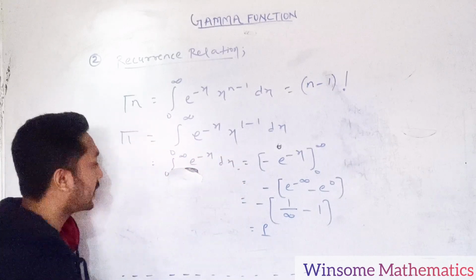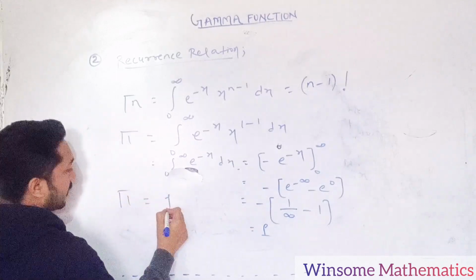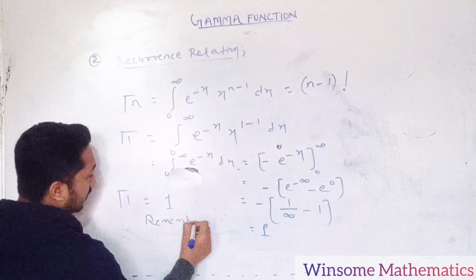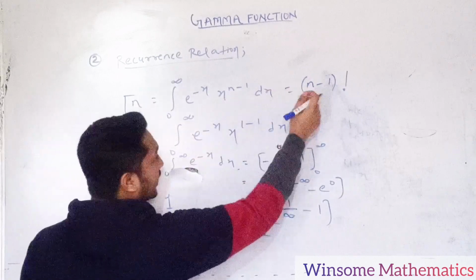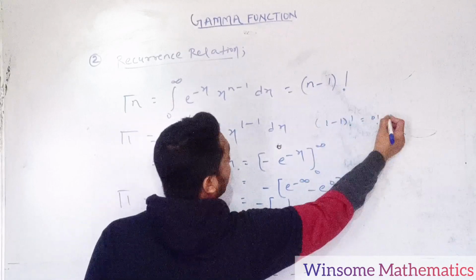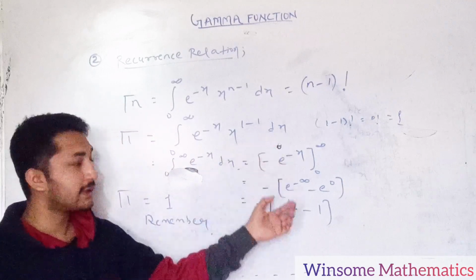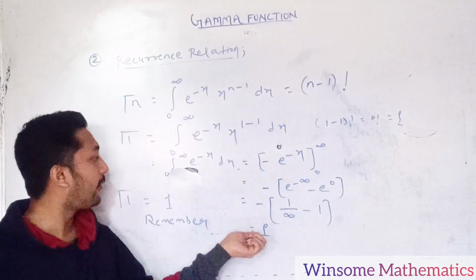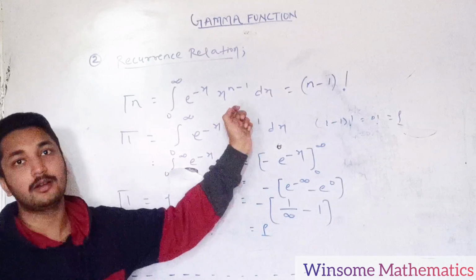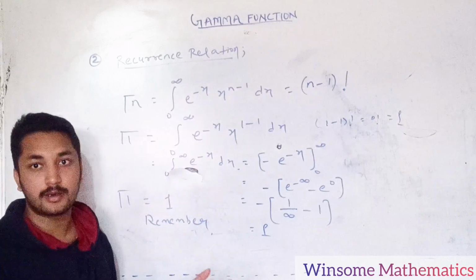Okay, so clearly we can tell that gamma 1 is equal to 1, and you must remember it. Also we can solve directly that gamma 1 is equal to 1 minus 1 factorial, that is 0 factorial, and 0 factorial is equal to 1. Clear? But this is a derivation, and why am I doing it? Because to be more clear in the recurrence relation. Okay, now understand what the recurrence relation is.